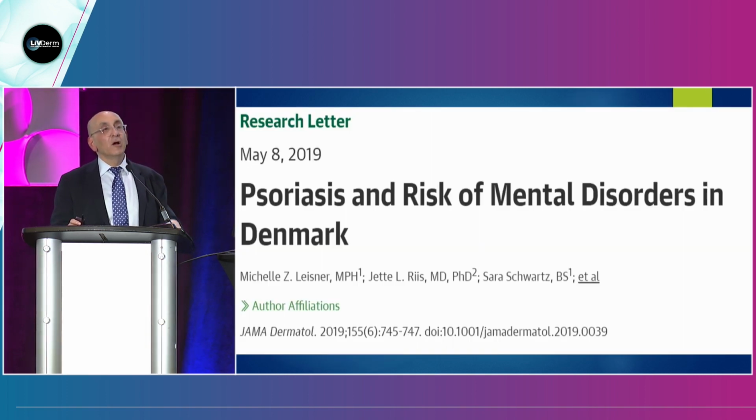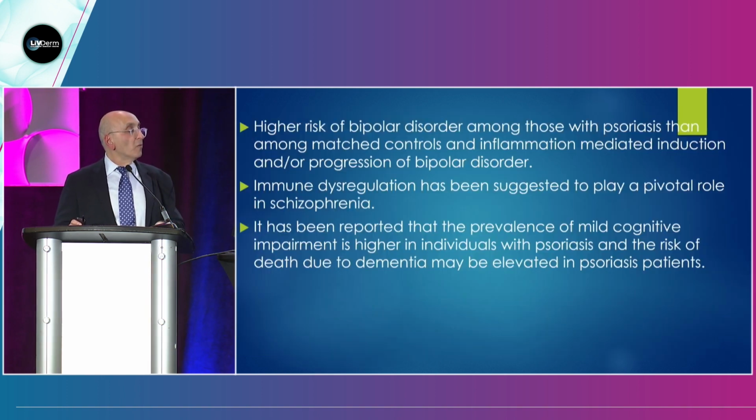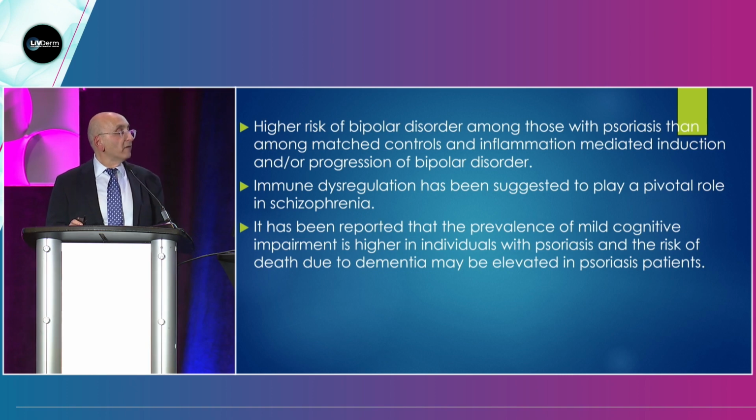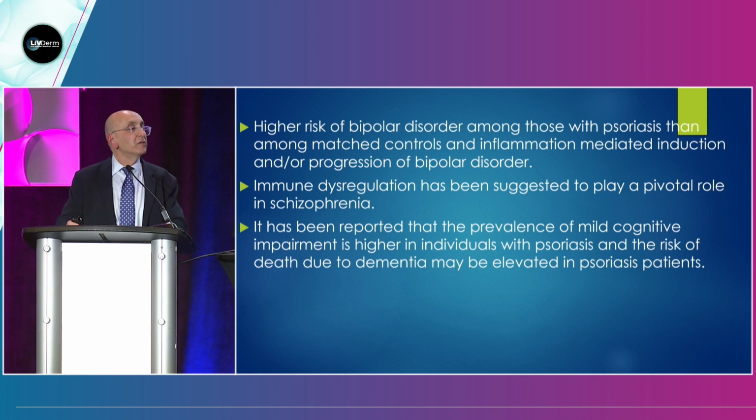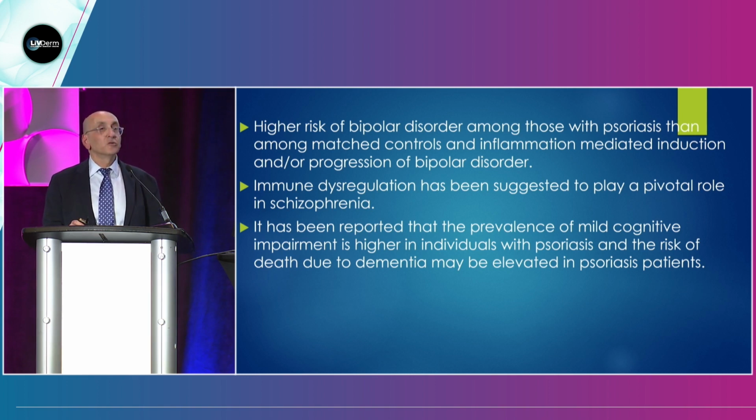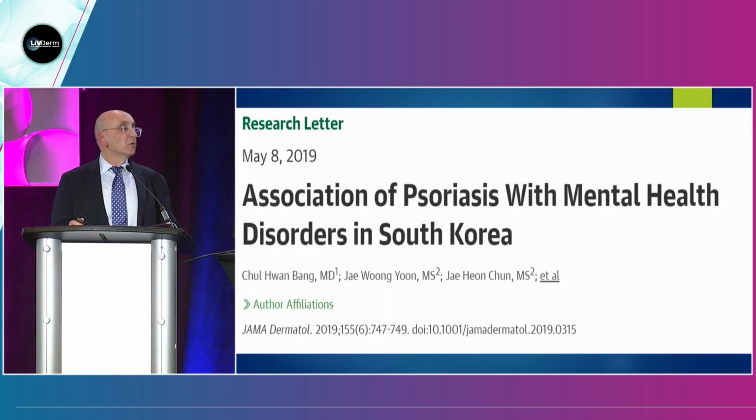And this is from Denmark. There are some advantages of, I guess, having a nationalized healthcare system. They record everything, especially in a small country like that, where there are 17 million people. So when you look at those, they see that the patients with psoriasis have high risk of bipolar disorder. They have high risk of cognitive disorders. So immune dysregulation has been suggested to play a pivotal role in schizophrenia. So the bottom line is they are inherently more prone to have mental disease. Same thing in South Korea.